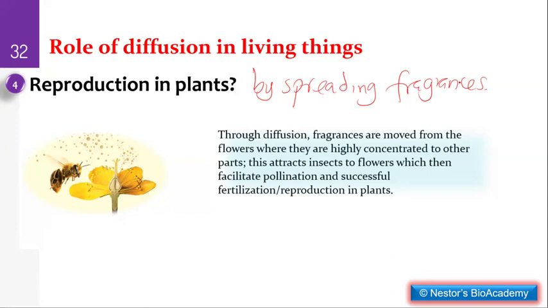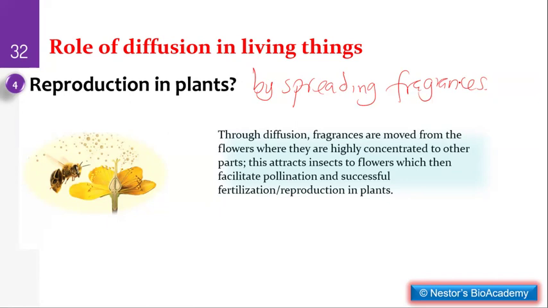And when the seeds are propagated, the plant is able to reproduce. You can recall you learned about various ways through which plants can have their flowers pollinated. That could have been through wind pollination or through insect pollination. But what is it that is going to attract the insects to the flowers? Diffusion of the scents. So the plants just need to produce the fragrances, then diffusion completes the job.